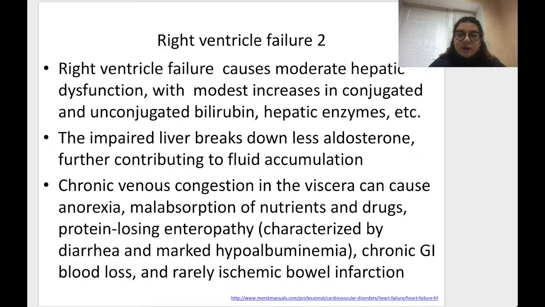Right ventricle failure causes moderate hepatic dysfunction with a modest increase in conjugated and unconjugated bilirubin, hepatic enzymes, etc. The impaired liver breaks down less aldosterone, further contributing to fluid accumulation. Chronic venous congestion in the viscera can cause anorexia, malabsorption of nutrients and drugs, protein-losing enteropathy characterized by diarrhea and marked hypoalbuminemia, chronic GI blood loss, and rarely ischemic bowel infarction.